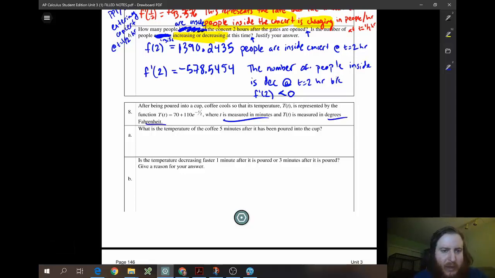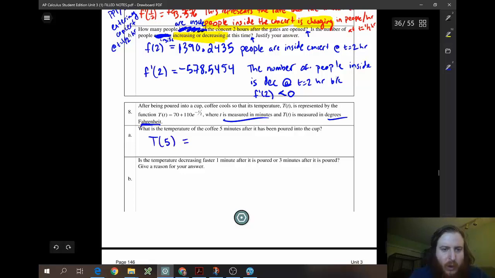So a big thing that we know that this is the original function is that there was no degrees Fahrenheit per time. If it had said per minute, that would have been the derivative, but it doesn't, so this is our temperature. So what is the temperature 5 minutes after it has been poured into the cup? That's just going to be T of 5, right?